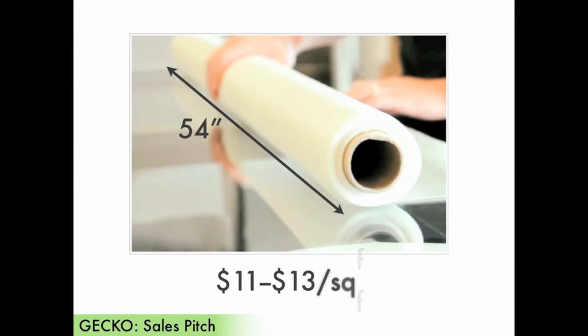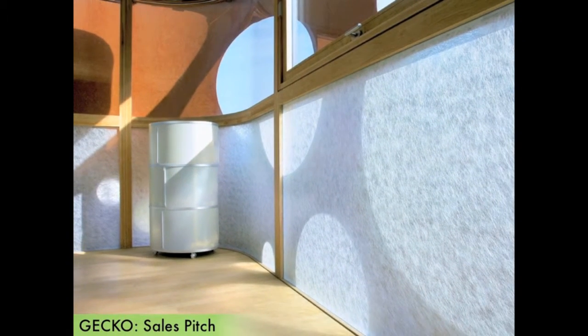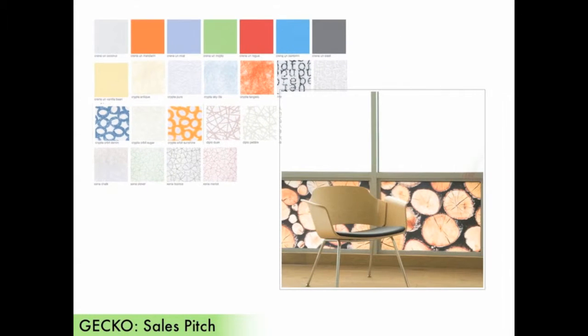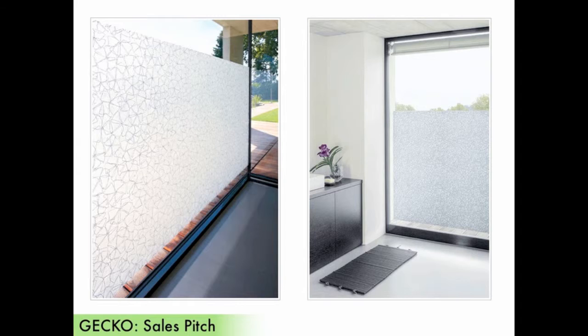Gecko ranges from $11 to $13 per square foot. It is a great solution to add privacy, shade, and beauty to glass. In addition to the standard patterns, you can achieve any design you would like by using our high-res on Gecko. High-res Gecko costs about $20 per square foot. Gecko can be used over and over and provides the flexibility to update design of glass.